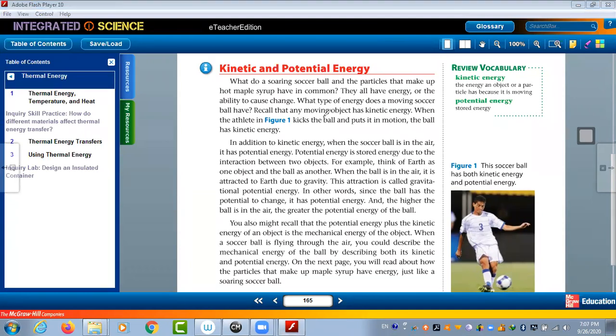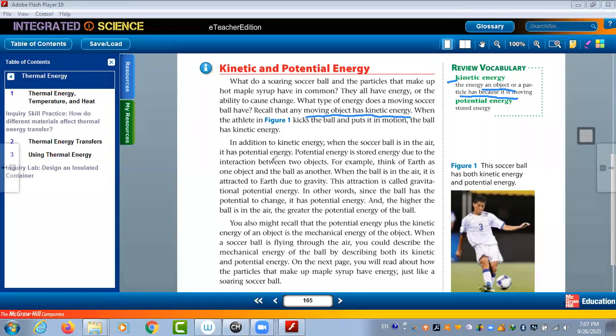So we said any moving object has what? Kinetic energy. So what is the meaning of kinetic energy? Kinetic energy is the energy of an object or particle because of what? Moving. So the energy of motion is what its name is kinetic energy. And as the speed of the object increases, the kinetic energy increases.